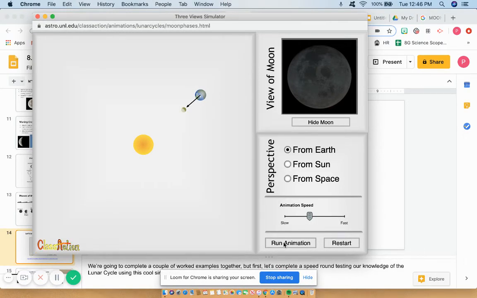Miguel said new moon. How did you know? Yes. Perfect, Miguel. He said that you can clearly tell this is a new moon because it's right in front of the sun, and it's going to look dark from the earth because the side reflecting the sun's light is facing away from earth. Great job on that speed round, guys.